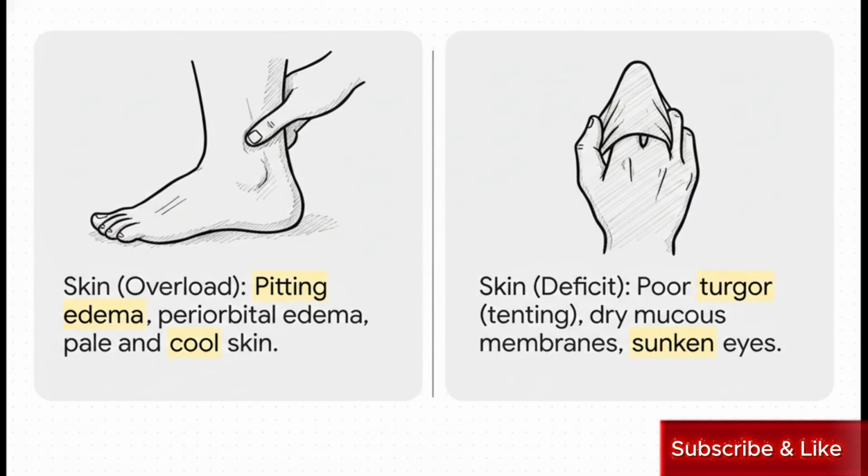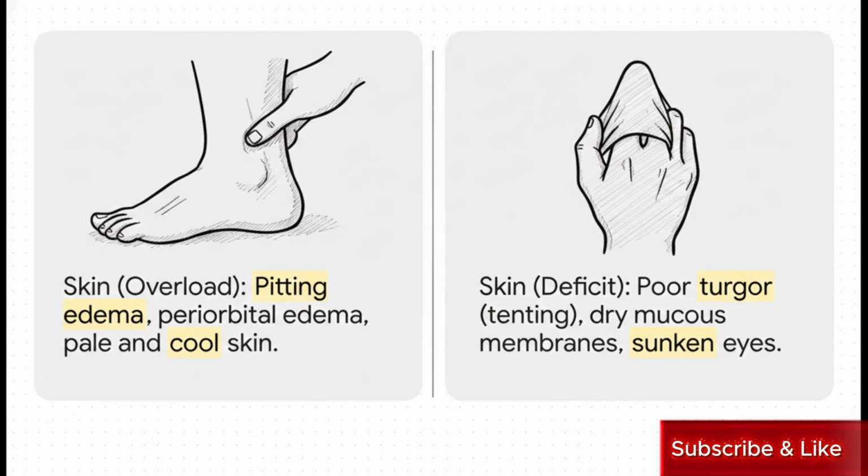Let's look at the skin. An overloaded patient's skin is literally waterlogged. It gets puffy and swollen. You can press on their shin and your fingerprint will just stay there. That's pitting edema. A deficit patient is the complete opposite. Their skin has lost its elasticity. It's dehydrated. You can gently pinch the skin on their forearm and it might just stay up in a little tent.